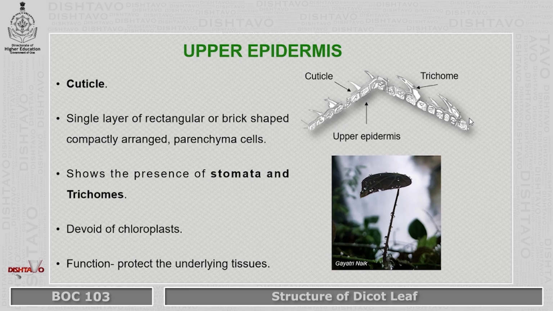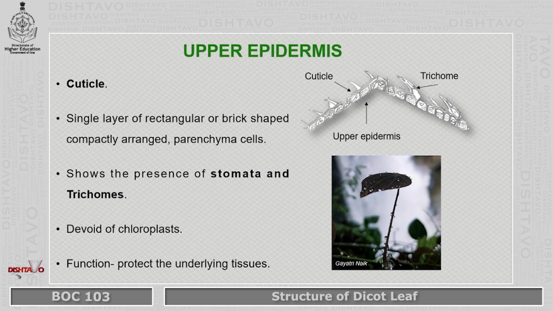The cells of the upper epidermis show the presence of stomata and trichomes. Stomata are the minute openings present on the leaf surface. They help in gaseous exchange. Trichomes are fine hair-like structures present on the upper epidermis which act as a defense to the plant. This region is devoid of chloroplast. The function of this region is to protect the underlying tissues.